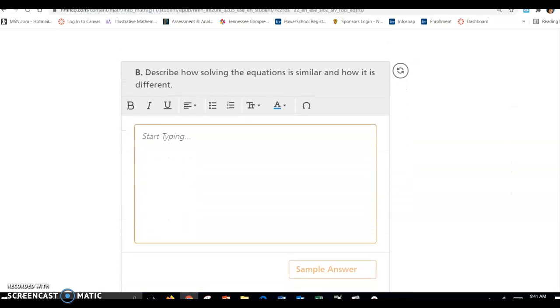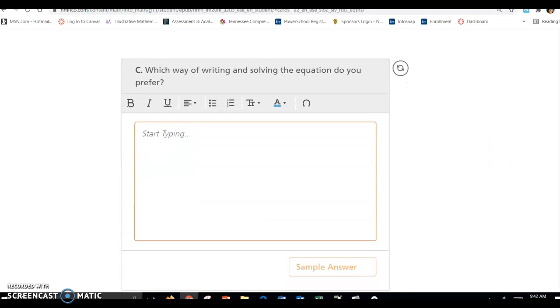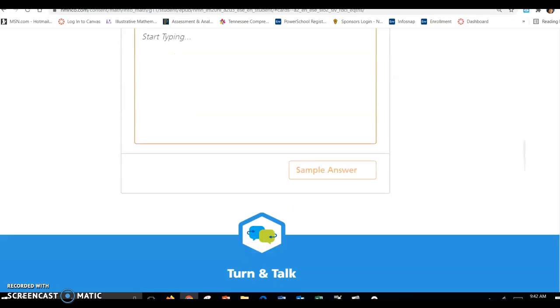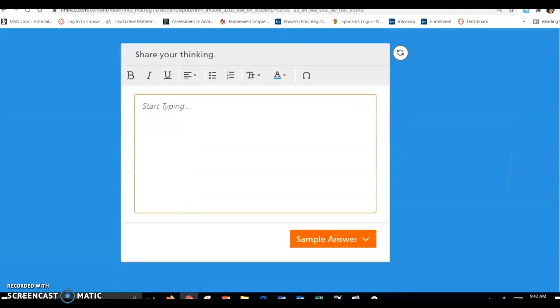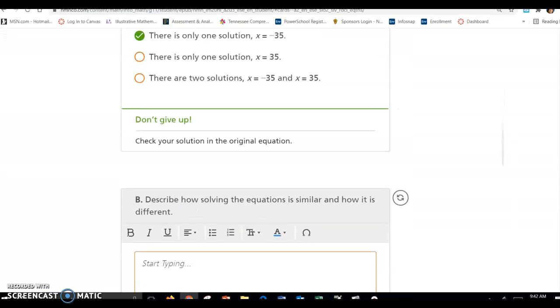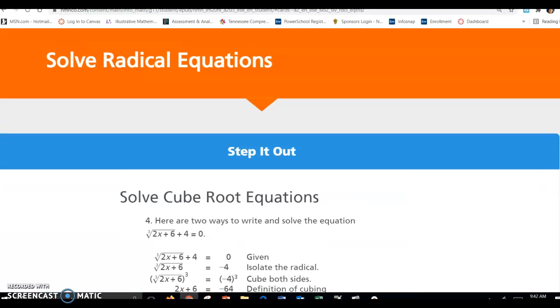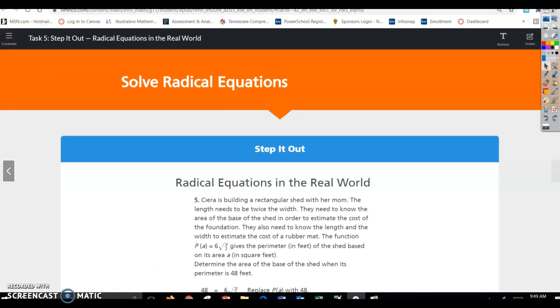Describe how solving the equation is similar and how it's different. Kind of talk through that as we went. And which way of writing or solving do you prefer? All right, that is all for Task 4.